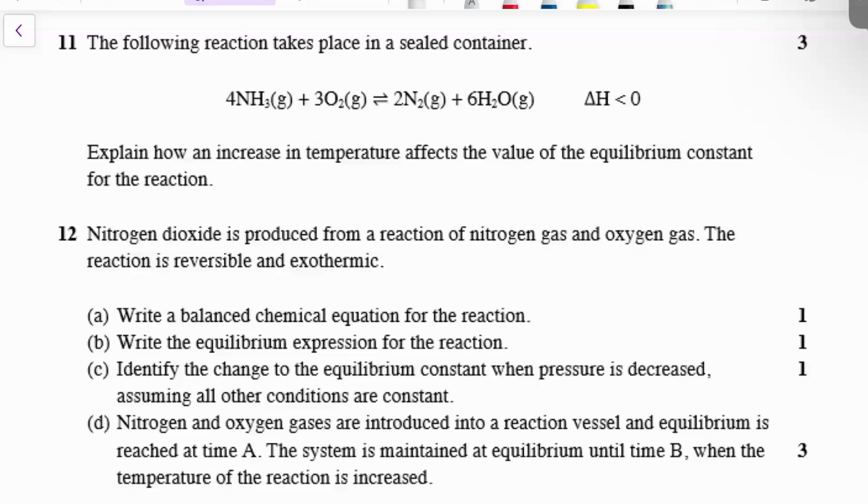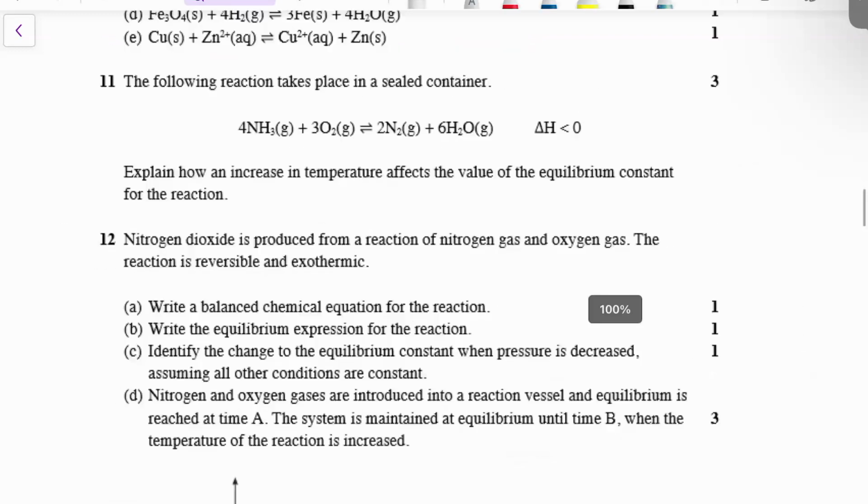The following reaction takes place in a sealed container. 4NH3(g) plus 3O2(g) turns into 2N2(g) plus 6H2O, and delta H is less than 0. Explain how an increase in temperature affects the value of the equilibrium constant for the reaction. This is a Le Chatelier's principle question. Before we go to the equilibrium constant, we have to remember that the equilibrium constant is concentration of products over concentration of reactants. So if we want to link it to the equilibrium constant, we have to talk about how it shifts to the side with more products or more reactants.